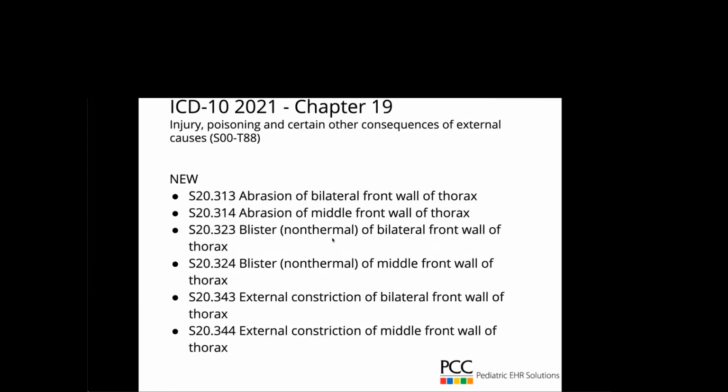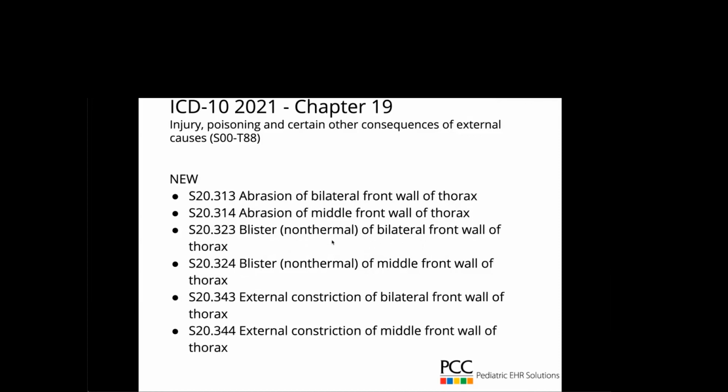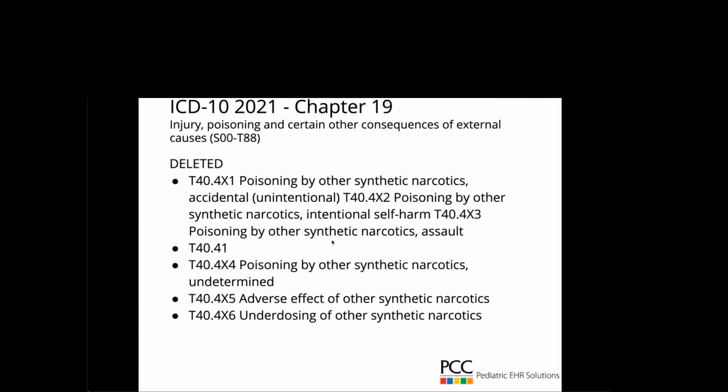Abrasions. So what did we start with? We went with contusions, to unspecified superficial injuries, to abrasions, to non-thermal blisters, to external constrictions, and all of those now have front wall and bilateral front wall and middle front wall options. So that was a laterality labor of love, it appears. Superficial foreign bodies, it continues on. Insect bites, other superficial bites. So you can see there are several pages of that.